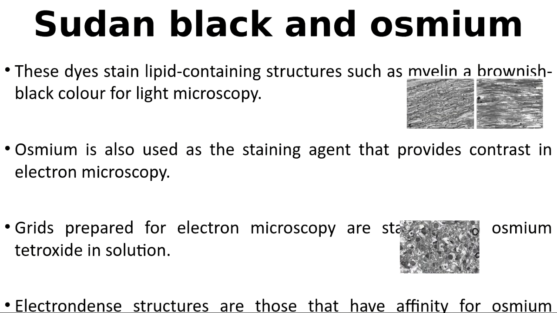Sudan black and osmium. Sudan black and osmium means it is black in color, that everyone knows. These dyes stain lipid containing structures such as myelin, a brownish black color. So where is it used? To stain myelin, and what color does it produce? Brownish black color. Osmium provides contrast. This much if you know, it's more than enough. Why is osmium used? To provide contrast. And Sudan black, which color does it give? Black color for light microscopy, and it stains myelin.